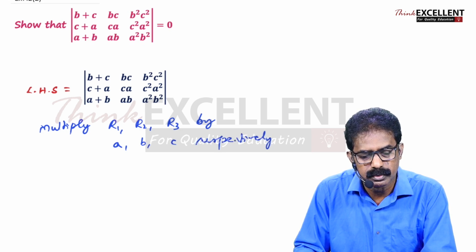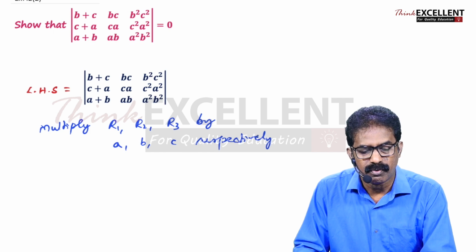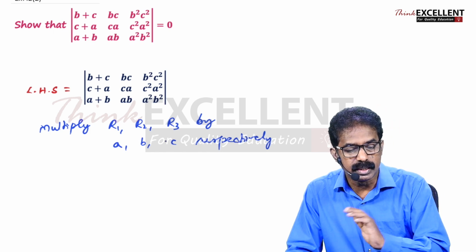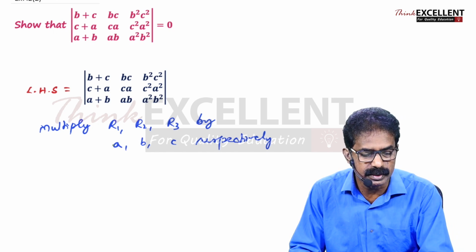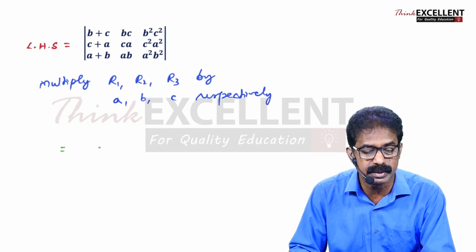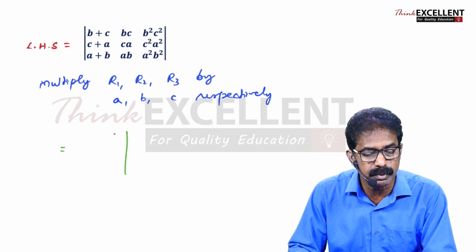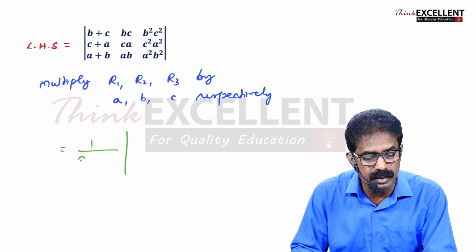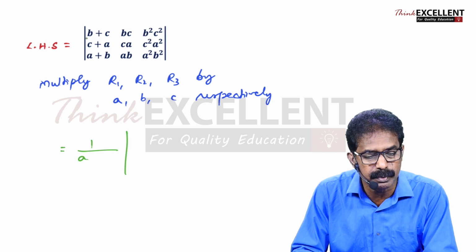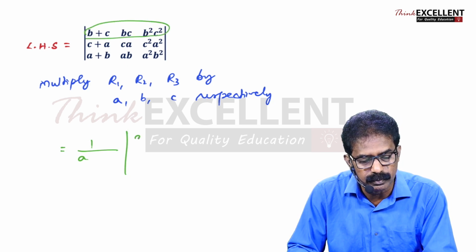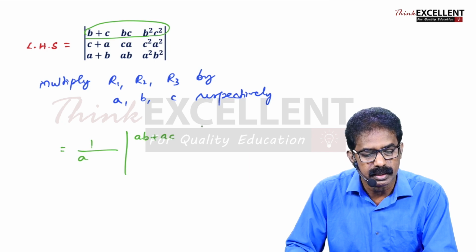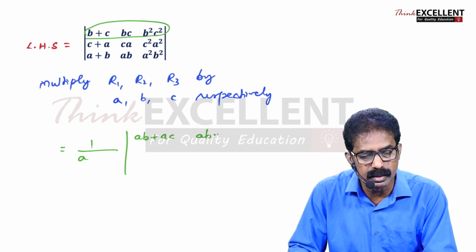Meaning, first row you multiply by A, second row multiply by B, third row multiply by C. When you multiply, value should not be changed, right? First row I multiply by A, so divide by A. Dividing by A and multiply by A. If you multiply first row by A, you see first one becomes AB plus AC. AB plus AC. Second element ABC. Third one A, B square, C square, right?